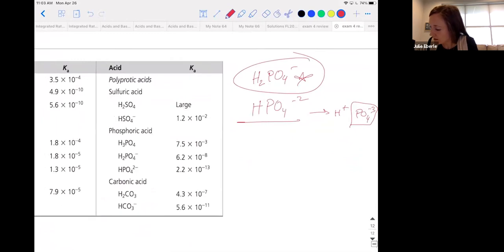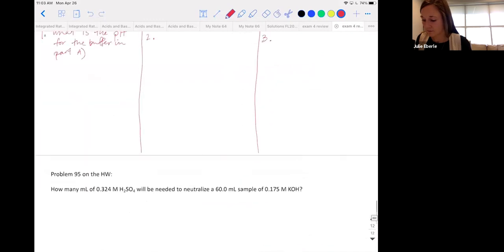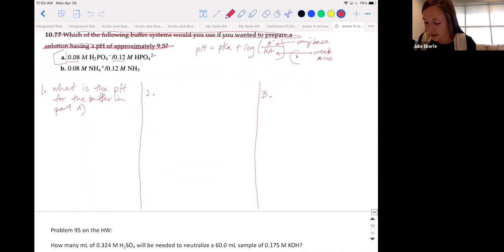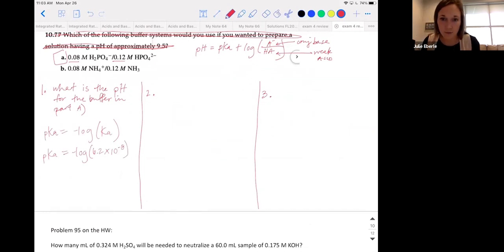So that is this right here, because we need to decide, do we need this number or that number? 2.2, we don't need the 2.2. We need the 6.2 times 10 to the minus 8. So pKa is the negative log of Ka. So pKa equals negative log of 6.2 times 10 to the minus 8. I'm just grabbing that number off the table. And I think I remember from this morning, it was 7.21 when you do that.